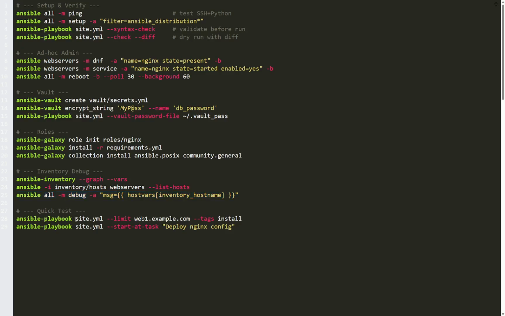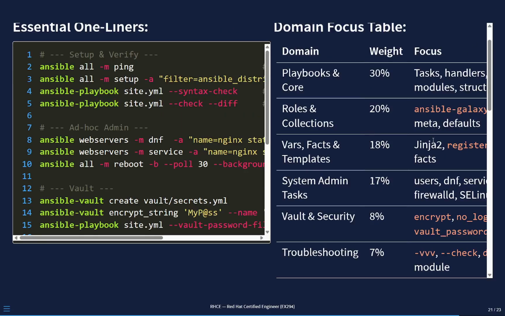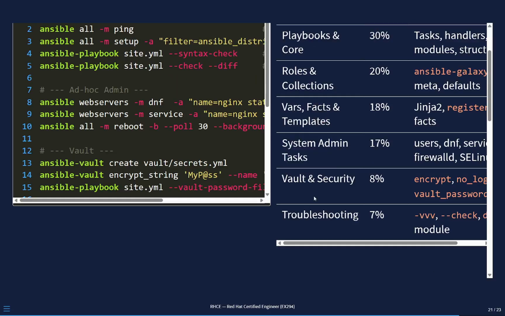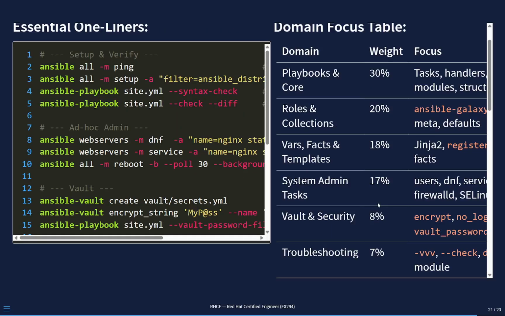Next, domain focus. Playbooks plus roles plus variables together are nearly 70% of the exam. If you only have limited time to practice, focus there. System admin tasks at 17% is where the RHCSA knowledge comes back in, but now you're automating it with Ansible modules instead of running commands manually.